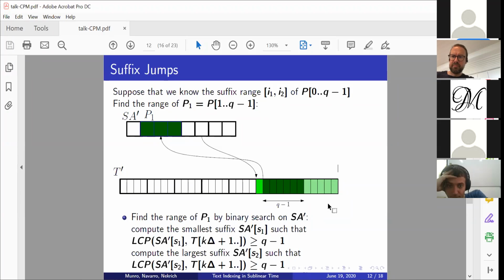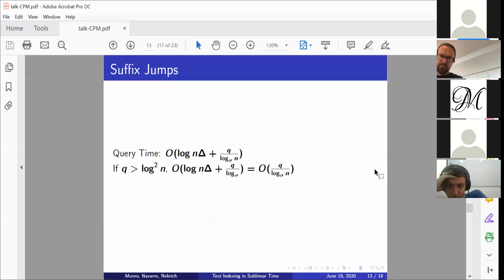So this can be done. We can find this area in the suffix array, the range of P1, by just doing binary search. And of course, we can compute the longest common prefix of any of the suffix starting at the leftmost dark green point, and any suffix in SA prime using the LCE data structure. Now the query time is definitely better. It just becomes proportional to the length of the pattern in words plus log n times delta.